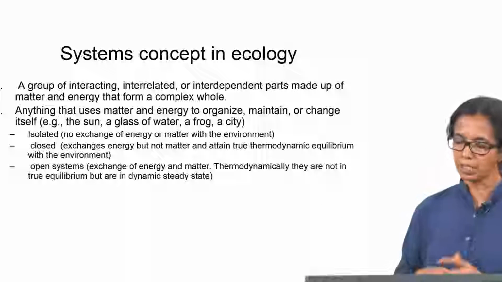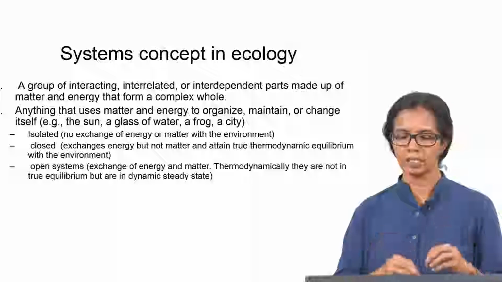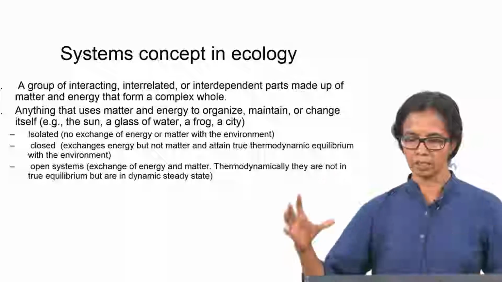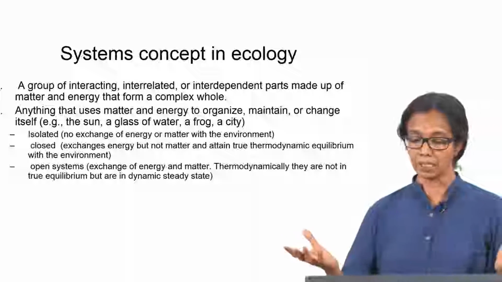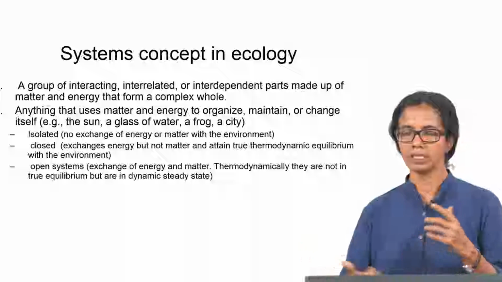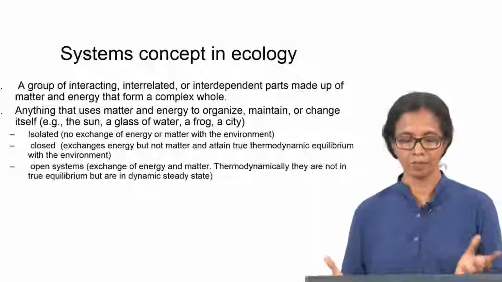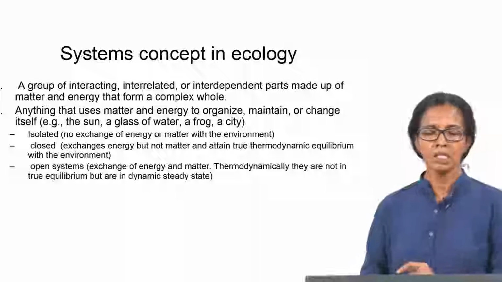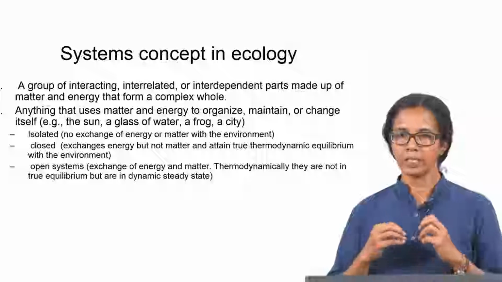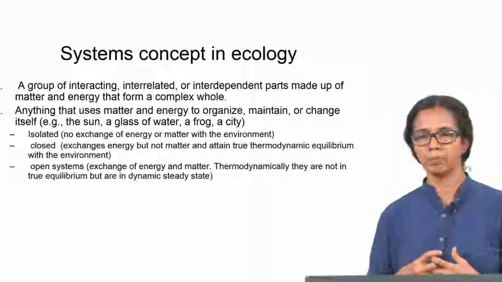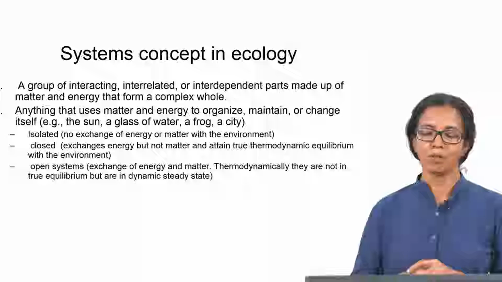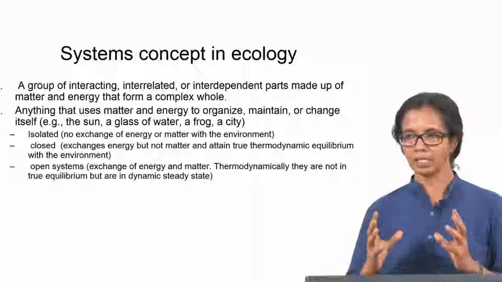Similarly, if you take ecosystems, it is not a single individual or an organism. As I said, it is different organisms of different species coexisting and interacting with each other. These interactions are very important for the well-being and health of the ecosystem. We can call it a group of interacting, interrelated or interdependent parts made up of matter and energy, that form a complex whole. That is what an ecosystem is.